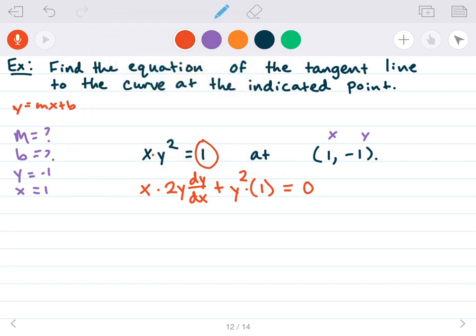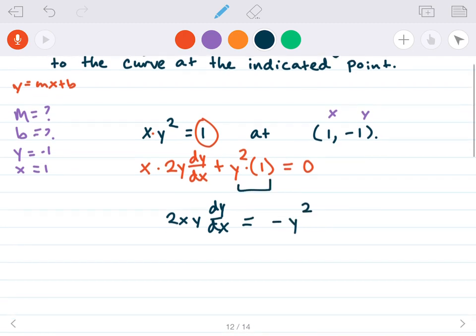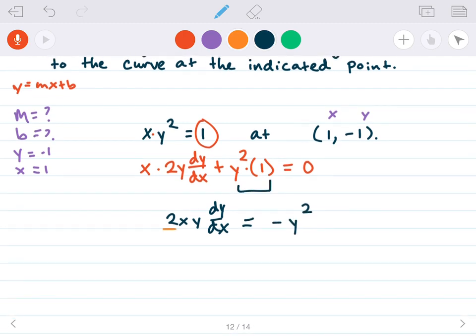Now I want to isolate dy/dx so that I can find my slope. So I am going to write this like this. And then I'm going to subtract y squared from both sides to isolate the dy/dx. And then I'm going to divide both sides by 2xy. And I end up getting a function for my slope, the derivative of y with respect to x.